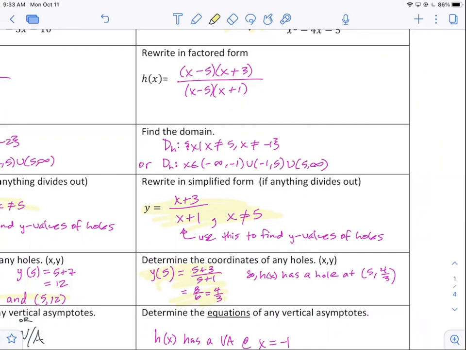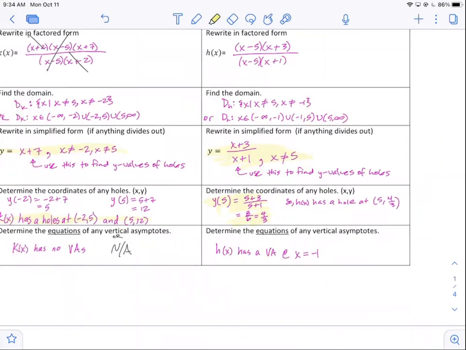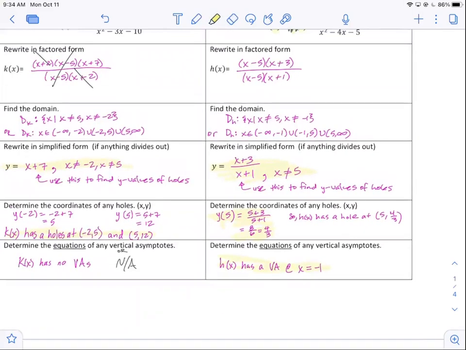Therefore, h of x, don't say it. Try not to ever use the word it in here. Pronouns are bad because we really don't know what the antecedent is. H of x has a hole at 5 comma 4/3. And then, of course, the factor that didn't divide out, the x plus 1, h of x has a VA at x equals -1. And for kicks and grins or giggles, whatever you prefer, h of x has a 0 or an x-intercept where? At x equals -3 or at -3 comma 0.